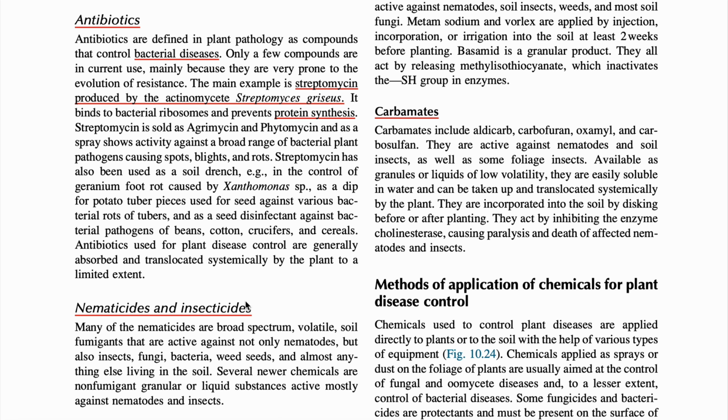The last that will come under nematicides will be carbamates. Carbamates include aldicarb, carbofuran, oxamyl and carbosulfan. They are active against nematodes and soil insects as well as some foliage insects, and are available as granules or liquids of low volatility. They are easily soluble in water and can be taken up and translocated systemically by the plant. They are incorporated into the soil by disking before or after planting.